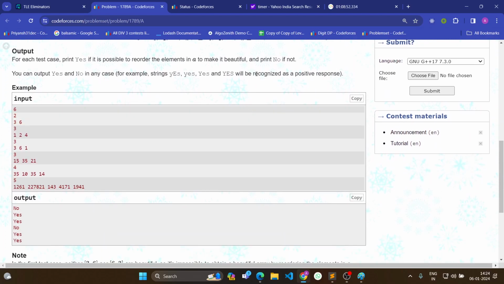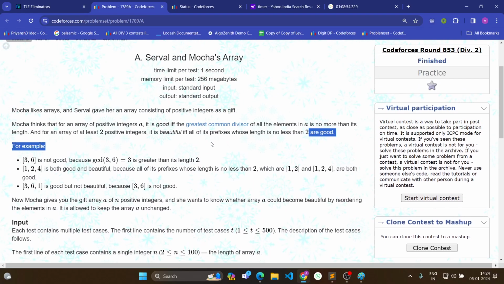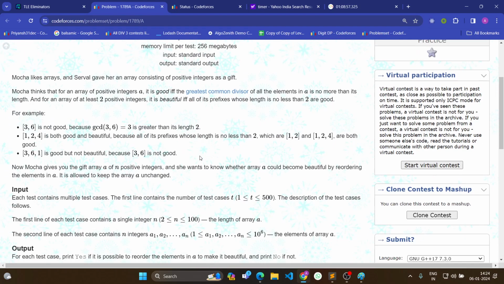So you need to make the array beautiful. That means for every two elements, if for any two elements, I can make sure that all its prefixes whose length is no less than 2 are good.